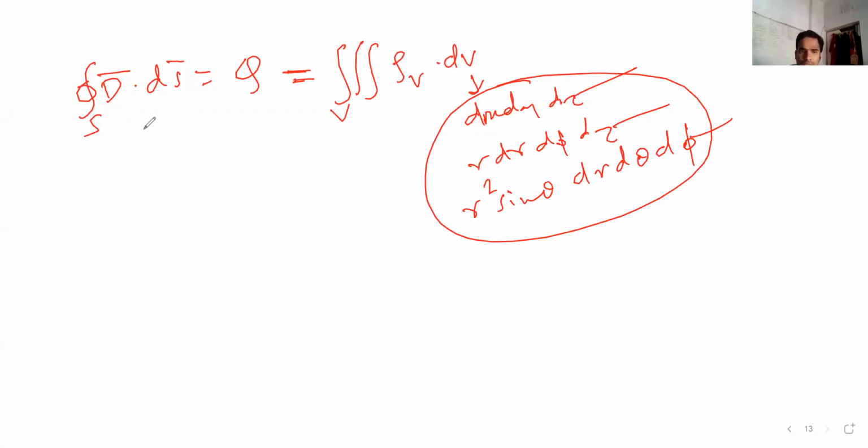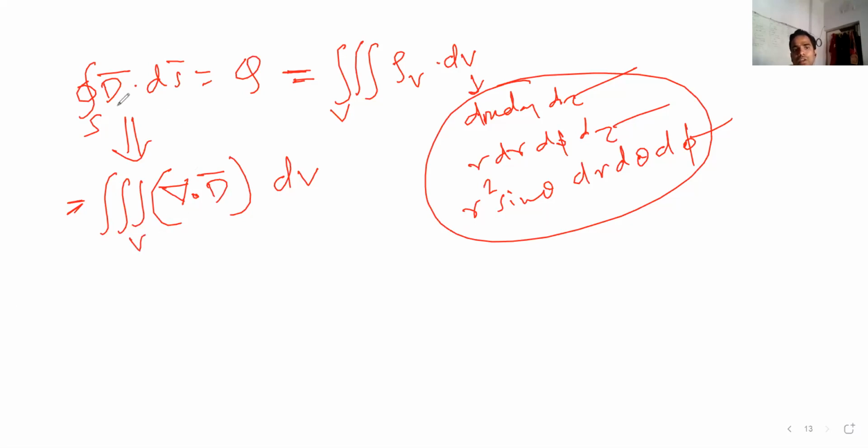What does the divergence theorem say? The closed surface integral of any vector can be expressed in terms of a volume integral. So I can express this as the volume integral of the divergence of d bar, dv.